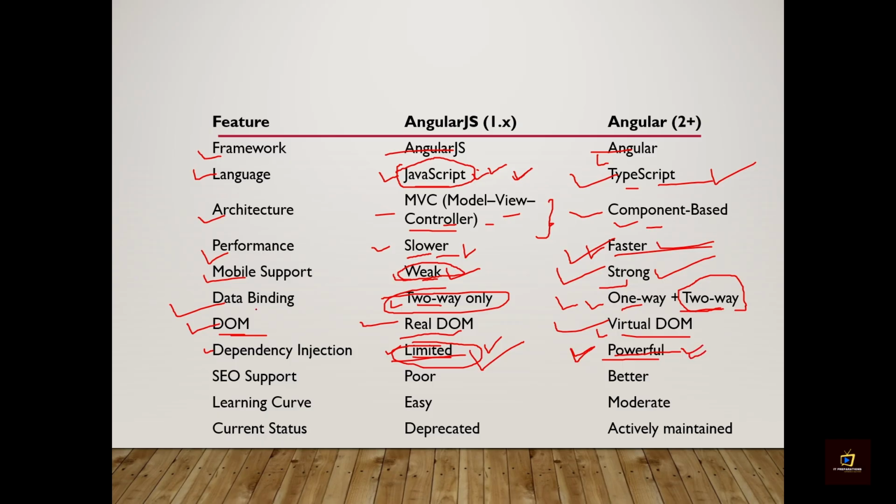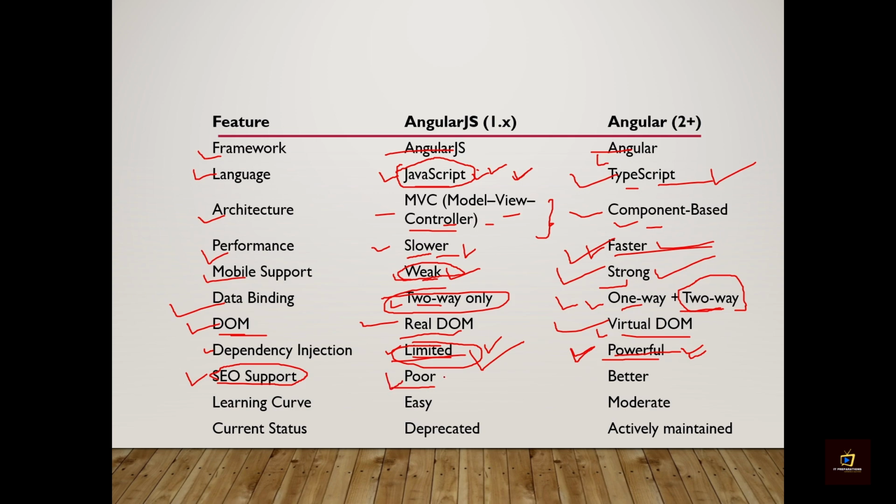Okay, so next is SEO support. Do you know what SEO is? It is search engine optimization. It is a process of improving the website's visibility and helping the website rank higher on Google. SEO for AngularJS is poor and for Angular it is better.